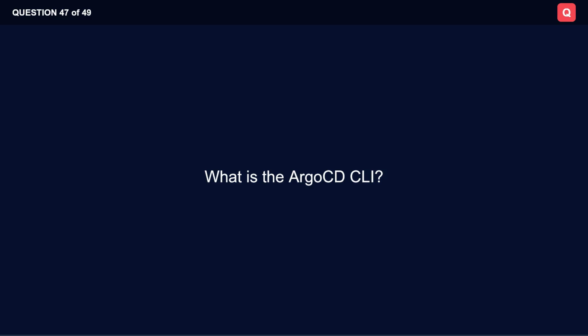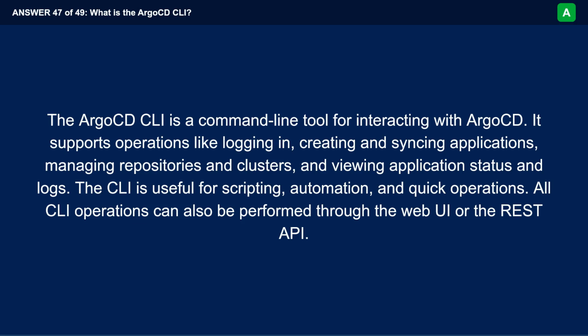What is the ArgoCD CLI? The ArgoCD CLI is a command line tool for interacting with ArgoCD. It supports operations like logging in, creating and syncing applications, managing repositories and clusters, and viewing application status and logs. The CLI is useful for scripting, automation, and quick operations. All CLI operations can also be performed through the Web UI or the REST API.